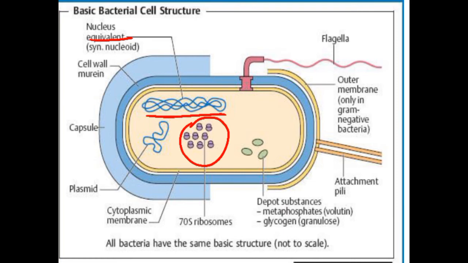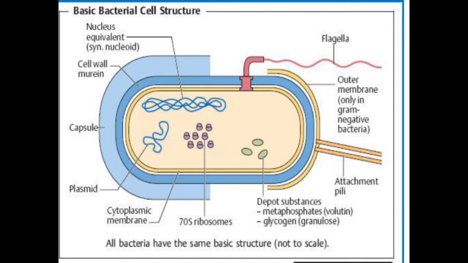Remember, between the plasma membrane and the outer membrane, there is a periplasmic space. This periplasmic space contains many hydrolytic enzymes, for example, beta-lactamases. This was all about the essential components. Let's move to the non-essential components.